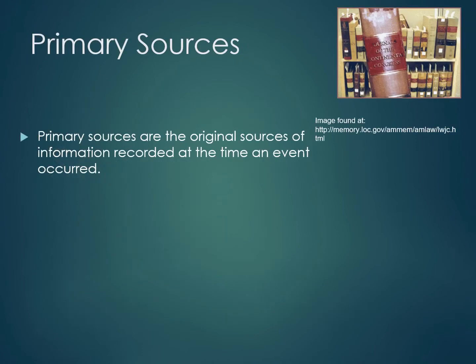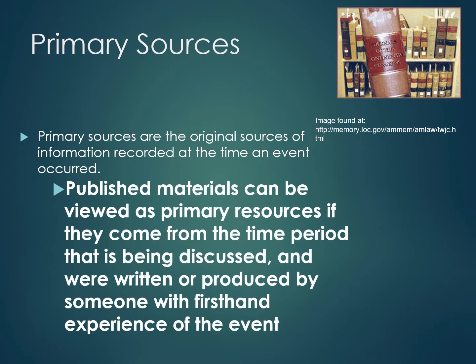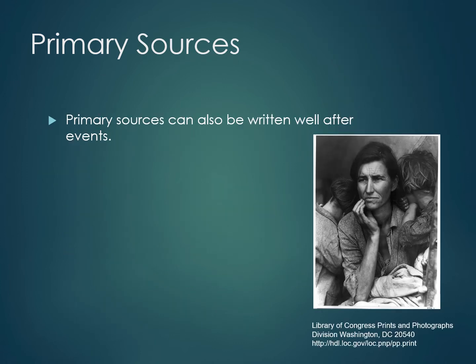So first, primary sources are the original sources of information recorded at the time an event occurred. So published materials can be viewed as primary sources if they come from the time period that's being discussed and were written or produced by someone with firsthand experience of the event. Right? And we'll look at some examples later. They can also be written much later than the events if they were written by a person who was there. So memoirs, diaries, oral histories, and recorded interviews can all be primary sources.